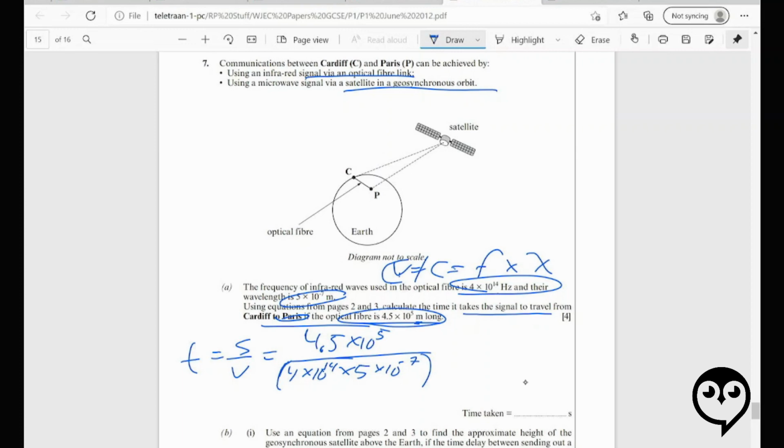I think I tried this earlier and I made a mistake. I think that's probably the problem, because I got a much better answer now. So it's about 2.25 times 10 to the negative 3, so 2.25 milliseconds.